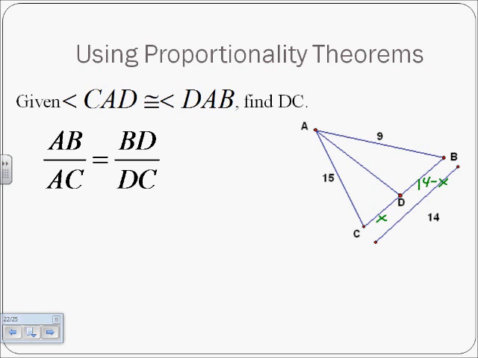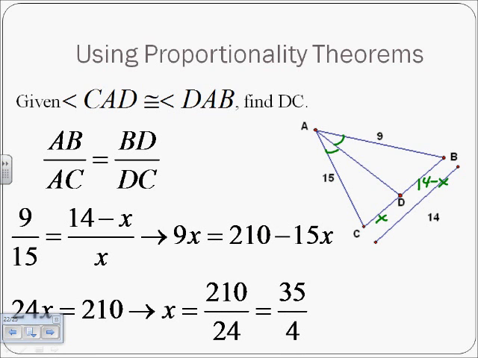So I can put my expression into my proportion, and I have 9 over 15 is equal to 14 minus X over X. At this point in time, it's just cross multiplying and solving the expression. 9x is equal to 210 minus 15x. We have 24x is equal to 210. Divide by 24 and simplify. Final answer, x then, is 35/4.